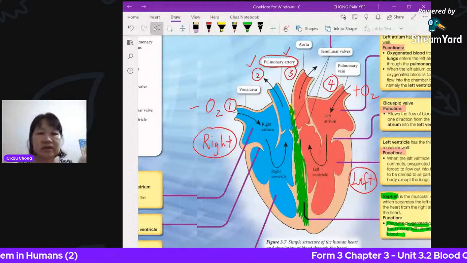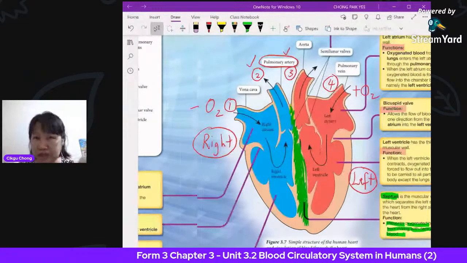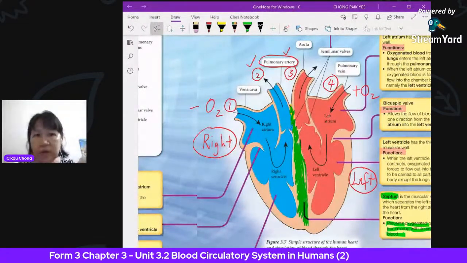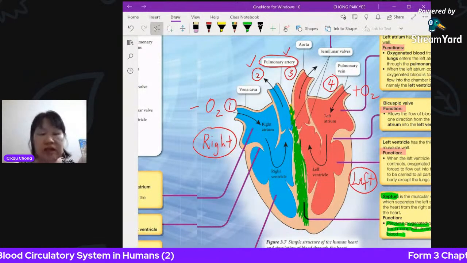Now it doesn't matter whether it's oxygenated or deoxygenated blood. Don't care what kind of blood is inside there, whether it's the blue one or the red one, it doesn't matter. Artery means it comes out of the heart. Okay, that's the first one.